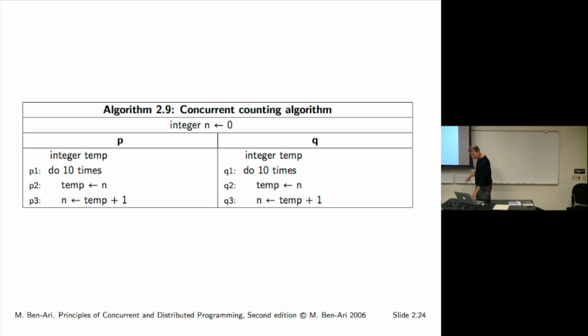But what's your problem? To find an interleaving, so that, check this out, even with this one going 10 times and this one going 10 times, the final value of N is only 10 and not 20.